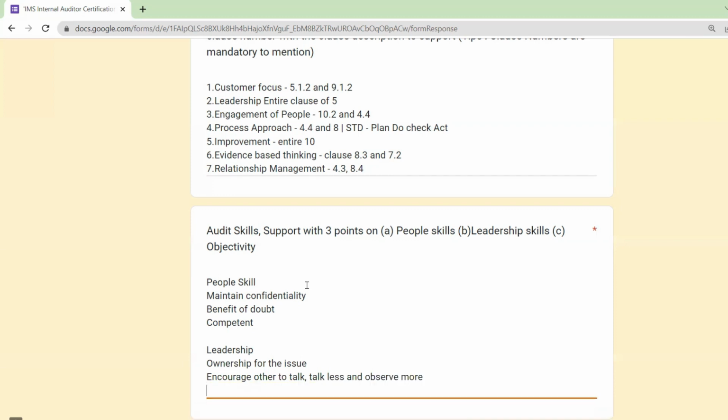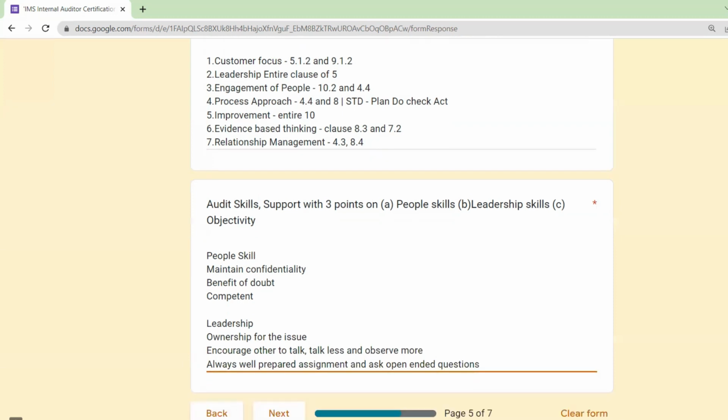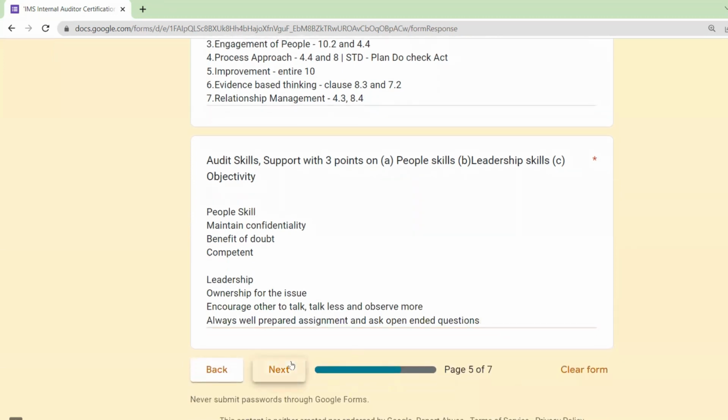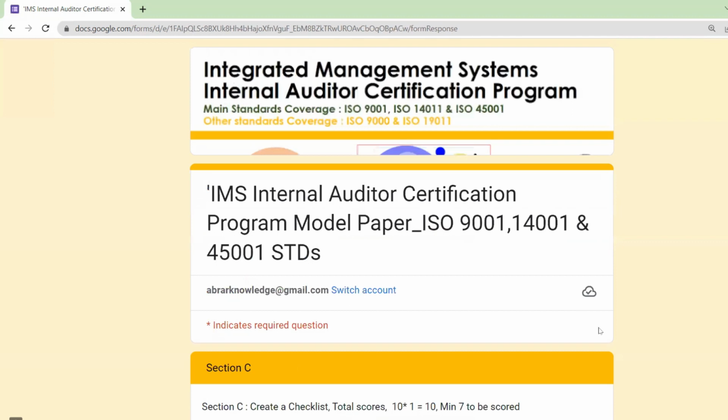Okay, maybe we can give another one. So always well prepare your assignment. Ask the right question. Ask open-ended questions. This could also be one of the answers. Let's go to the next section.